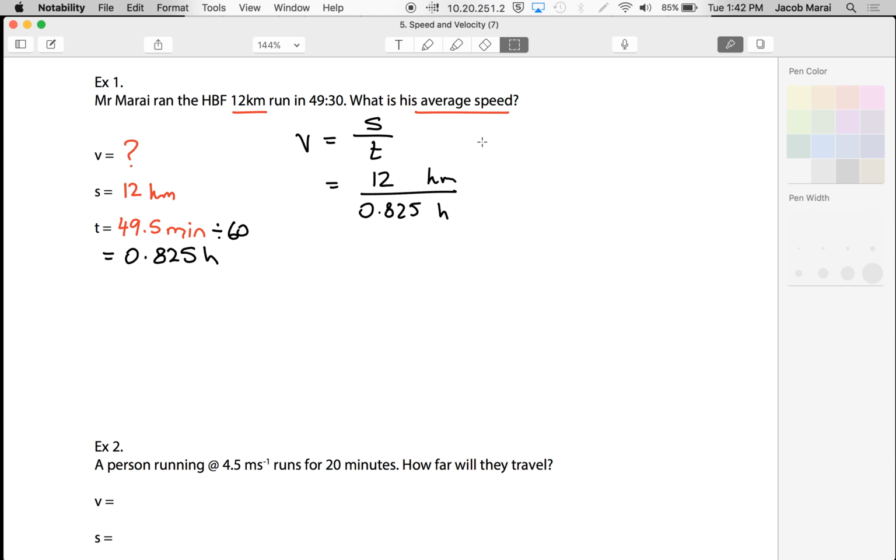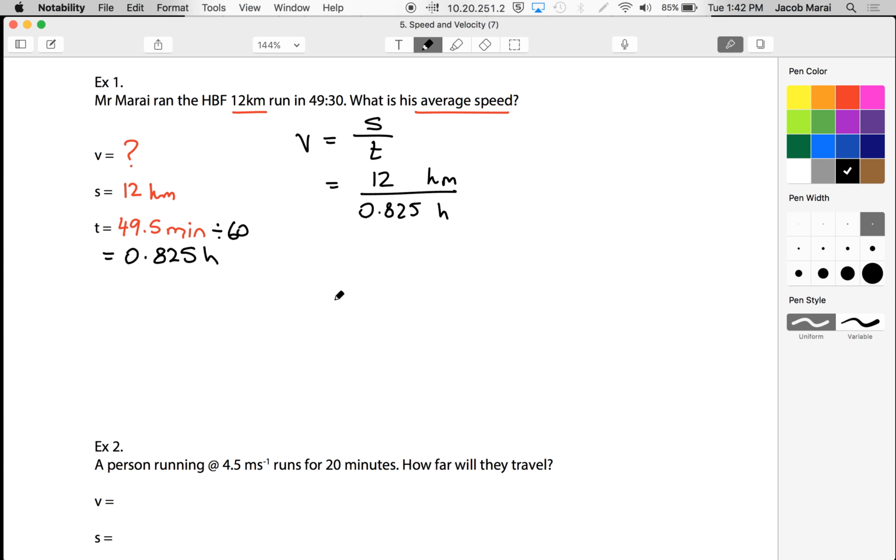Again, sometimes the units can stay in the equation because really they're combining themselves as well. The numbers will combine themselves. You'd work out this as a numerical fraction. You get your calculator out, you go 12 over 0.825, and it spits out 14.55.